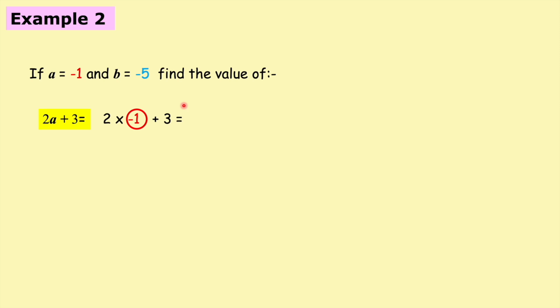We now need to start applying our BODMAS skills as well. So we must do the multiplication before we do any other sort of addition. So 2 times -1 will give us -2, add 3 to give us 1.